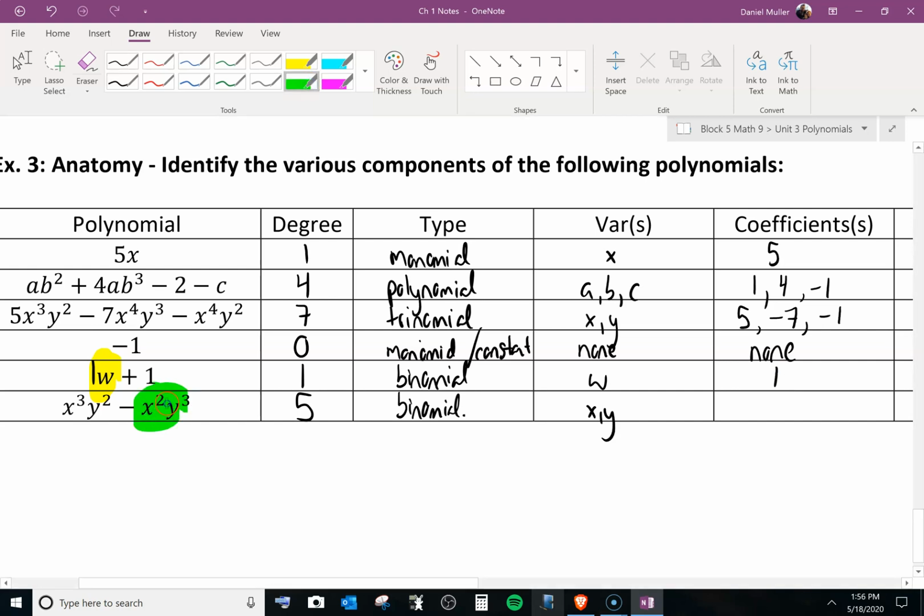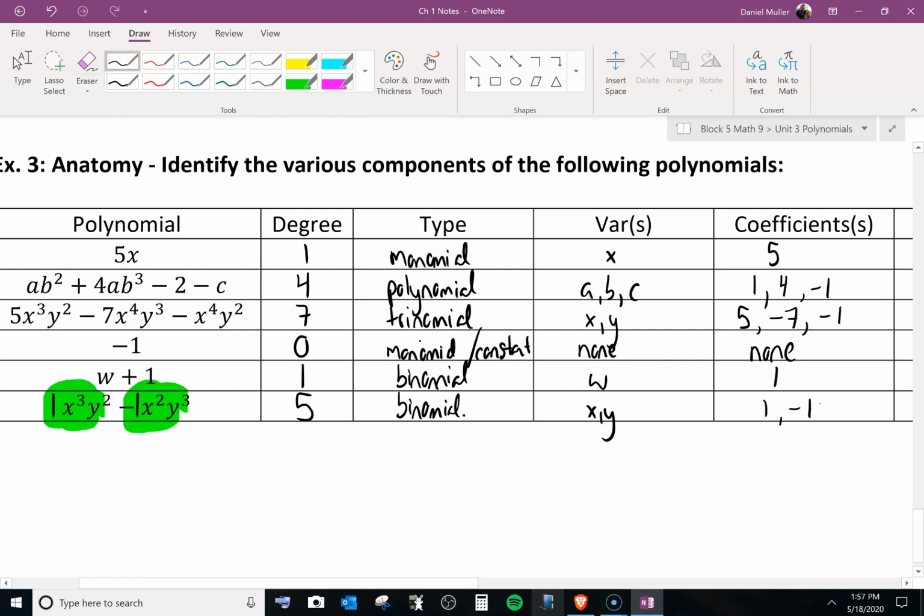And then we take a look here. What number is in front of there? And what number is in front of there? Well, there are no numbers, but that's because they're 1s. So we would say there is a 1 as a coefficient in this one, and a negative 1 as a coefficient there. So 1 and negative 1.